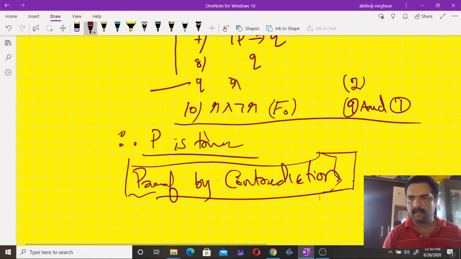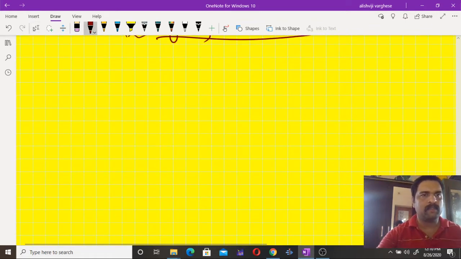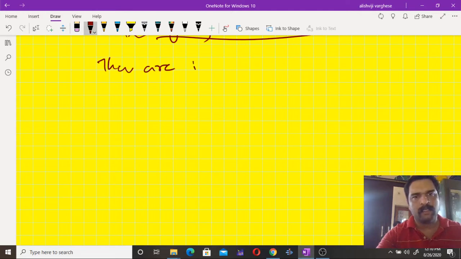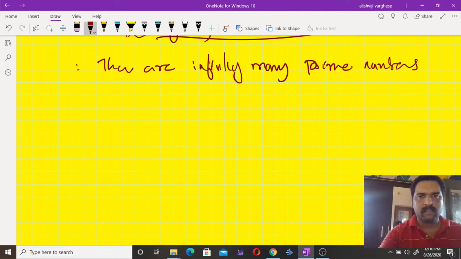So this simple argument is used while proving many mathematical results. So, for example, if we have a result which says there are infinitely many prime numbers. This is a simple result in mathematics, and the logical argument which we use to prove this result is as follows.